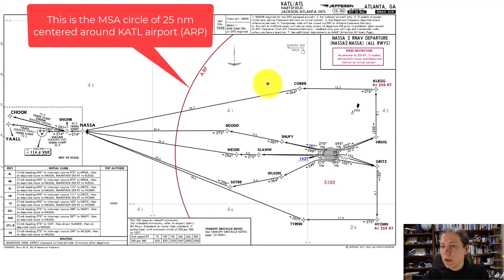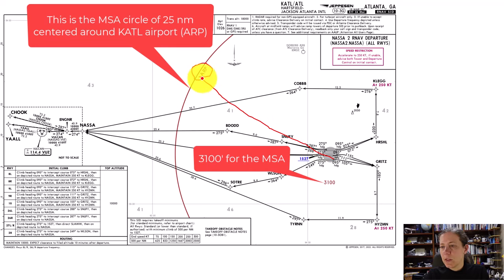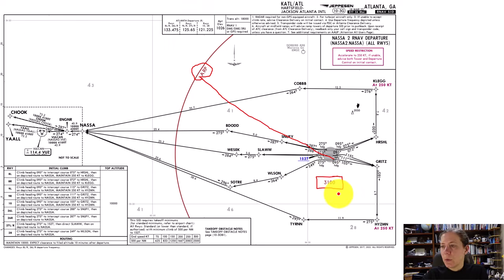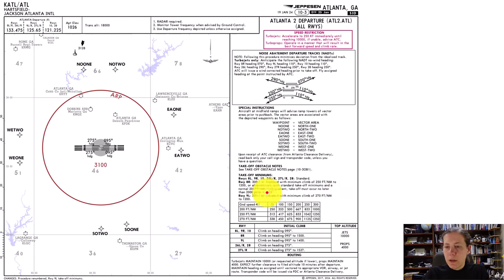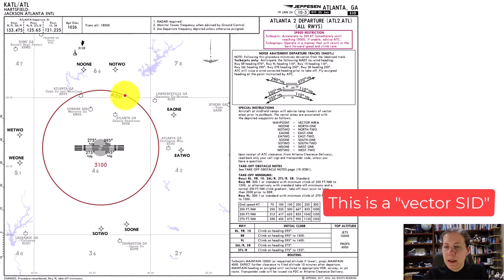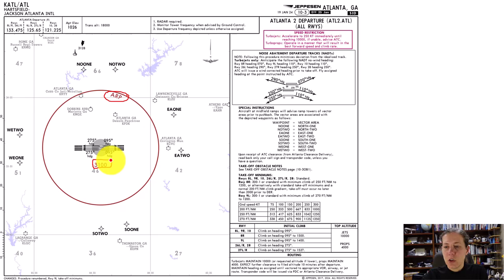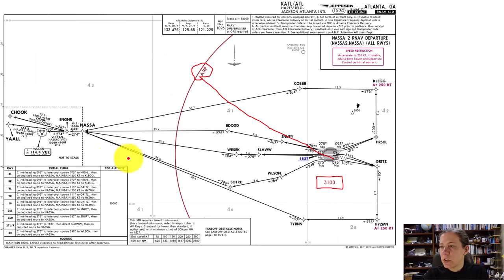So let's draw here. So yeah, here is my 25-mile radius. And weirdly, it is based just on the airport. It's not based on any sort of VOR or anything. And the MSA, it's again 25-mile radius, is 3,100. So here's another example of Atlanta with more like one of these vector SIDs. And again, you see that's the airport circle, and this is a 3,100 foot MSA in the circle, and that's a 25-mile radius. Okay, so we'll come back to that departure in a second.